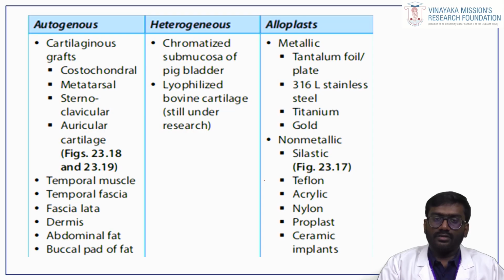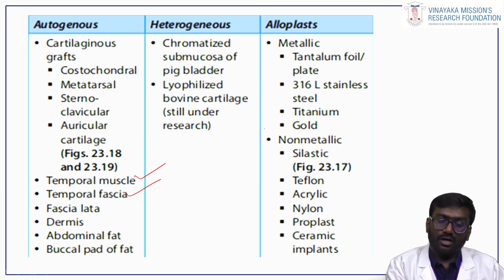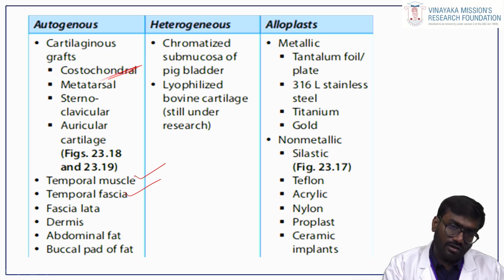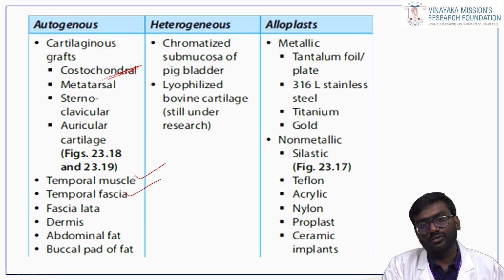These are the various barrier materials. The autogenous ones are preferred. The most commonly used are the temporalis muscle or temporalis fascia. You can use a costochondral graft, which I mentioned in pediatrics. Literature suggests the use of metatarsal, sternoclavicular joint or auricular cartilages taken from these areas. Fascia lata, a dermal graft, abdominal fat or the buccal fat pad can also be used as an interpositional barrier material.